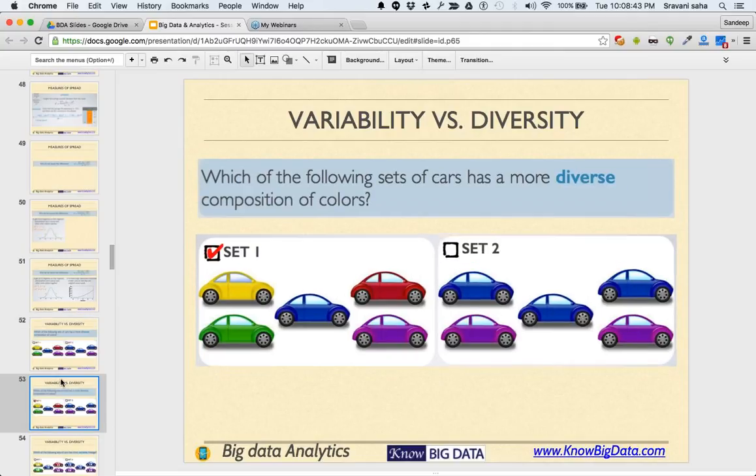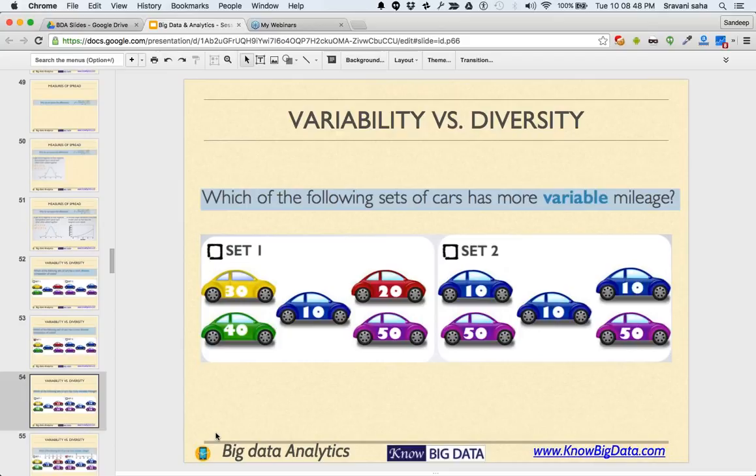Now, next question to you is, which of the following sets of cars has more variable mileage? We did one more thing. We marked all these cars with a number. The number represents the mileage of each car. In set 1 you have 30, 40, 10, 20, 50, while in set 2 you have 10, 10, 10, 50, 50. So the question is, which one is varying more? Where is more variability, set 1 or set 2? Anyone?